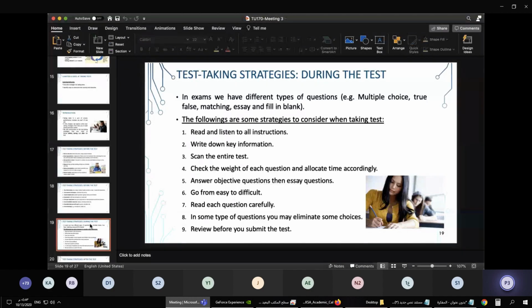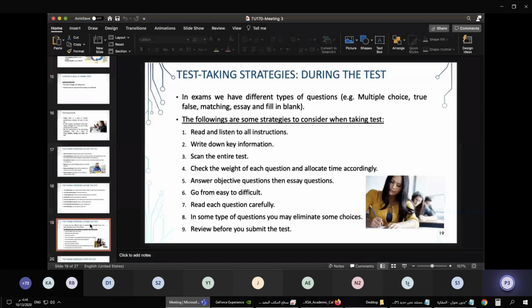Now, the strategies during the test. In the exam, we have different types of questions, for example, multiple choice, true/false, matching, essay, and fill in the blank. There are some strategies you can consider during the test. Read and listen to all instructions before you start typing anything. Write down key information as you go through the questions. Scan the entire test very quickly.